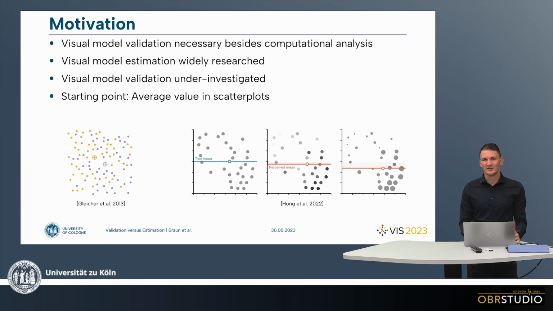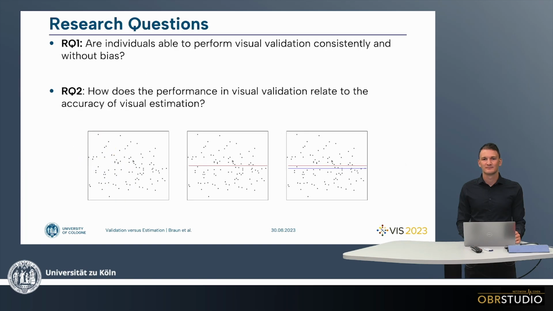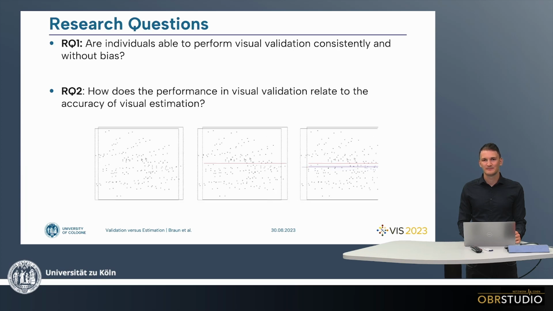Since the visual estimation of average values in scatterplots has been studied in recent papers, we used this model as a starting point for our validation research. As a consequence, we identified two research questions. First, are individuals able to perform visual validation consistently and without bias? And second, how does the performance in visual validation relate to the accuracy of visual estimation?